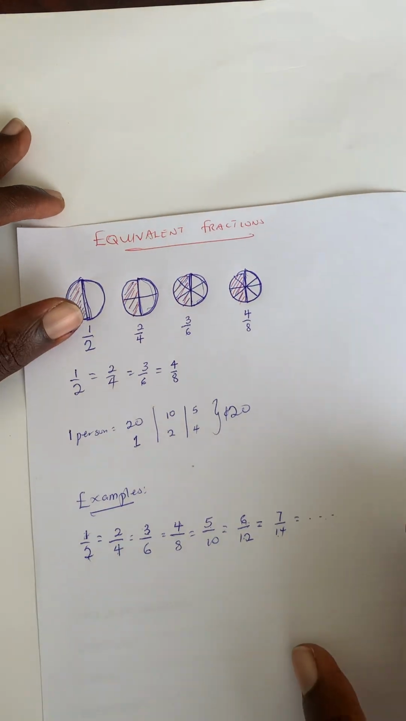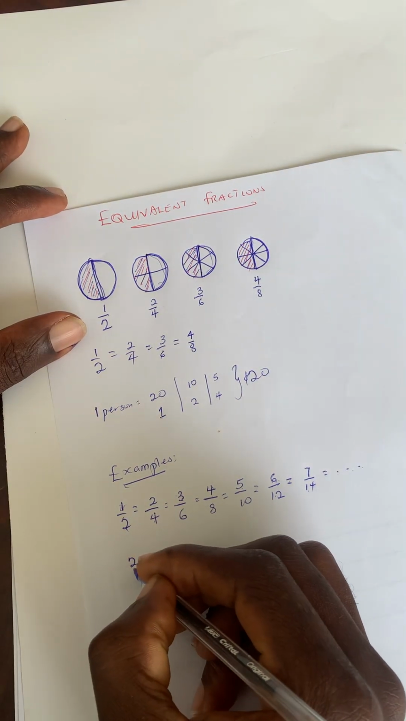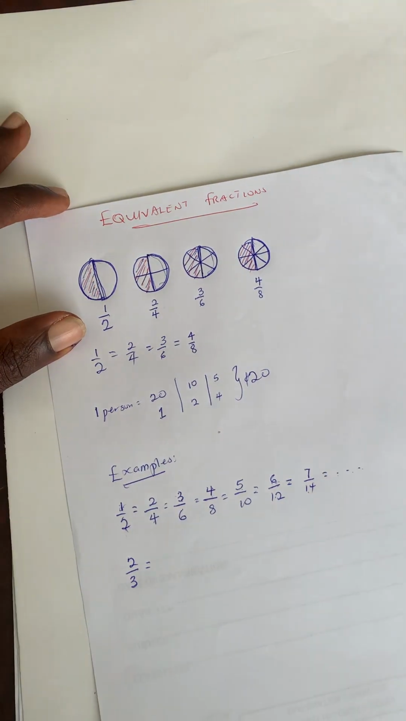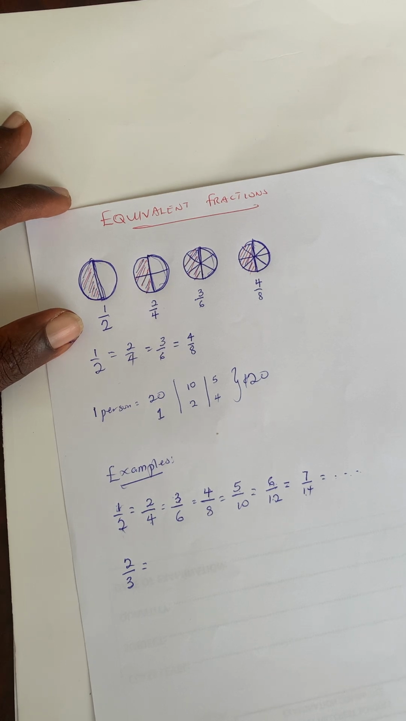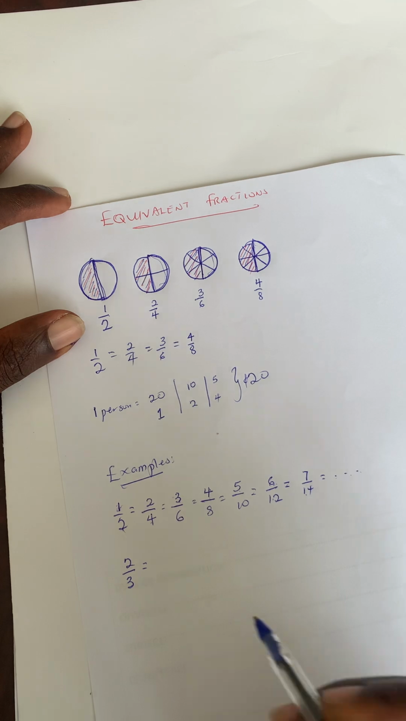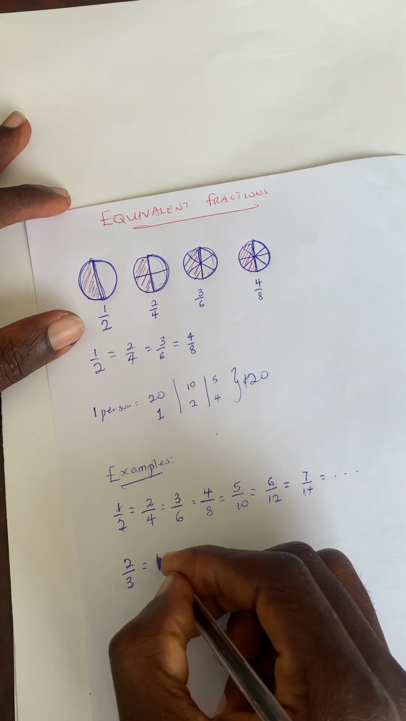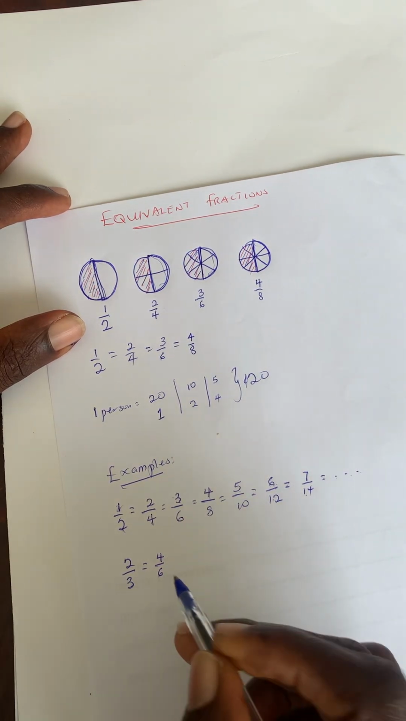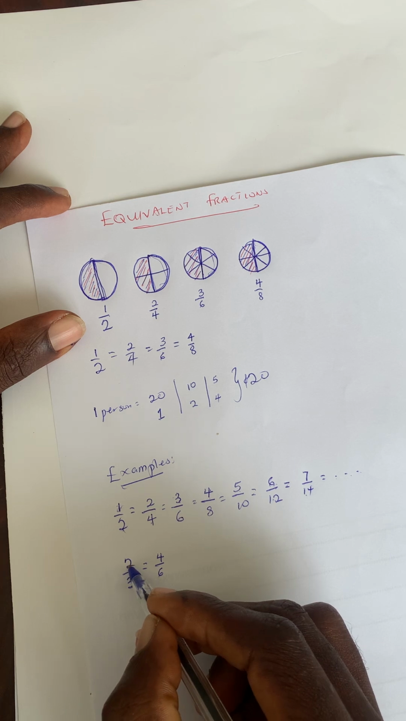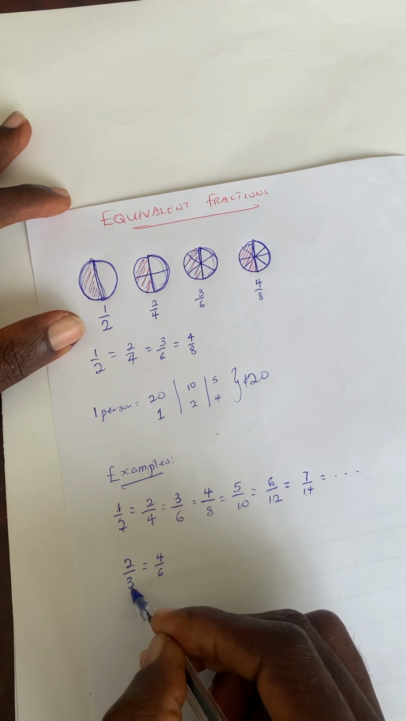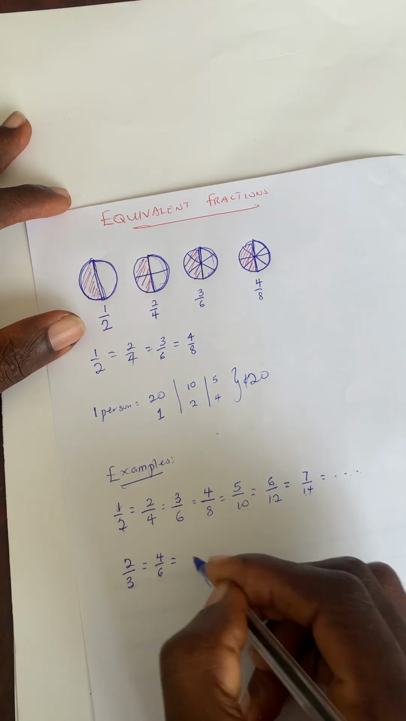All right, let's take the next example. Let's take 2 over 3. What is the next equivalent fraction? Yes, I know that you understood it from this side. So I know you said that the answer is 4 over 6, because first of all, you add 2 to itself. So 2 plus 2 gives 4, 3 plus 3 gives 6. Now what's the next equivalent fraction?